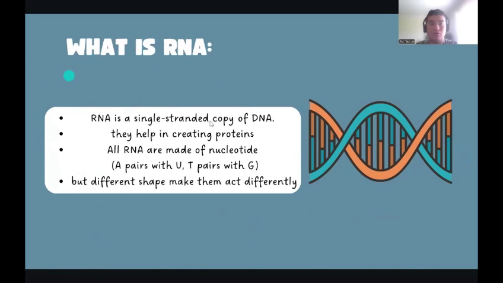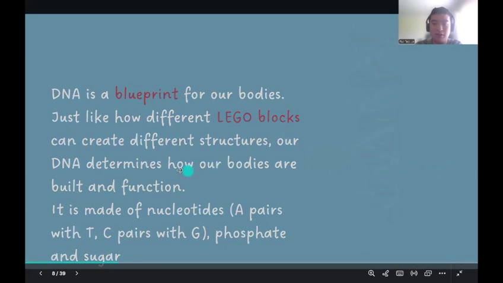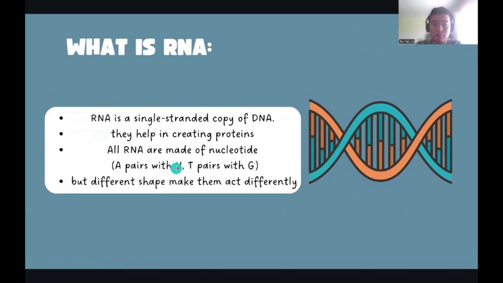So what's RNA? It's different to DNA, which is deoxyribonucleic acid. RNA is just a single-strand copy of DNA. It helps in creating proteins. All RNA is made up of nucleotides. A pairs with U, C pairs with G. So here you notice that it's different to DNA, where A pairs with T, but this one has A pairs with U, which is uracil. So it's different, and different shapes make them act differently.